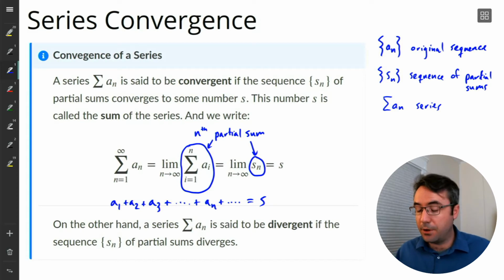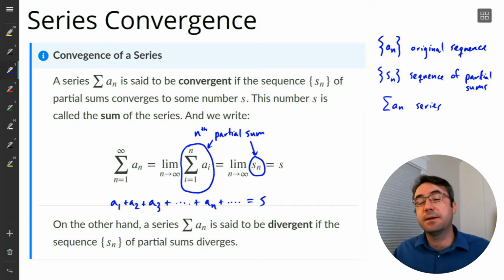We know when we talk about limits of sequences, there are sequences out there where the limit does not exist. So what happens if we're calculating this limit of partial sums and we see that the limit does not exist? Well, then we say that our series sigma a sub n is divergent. So that again happens when our sequence of partial sums diverges.